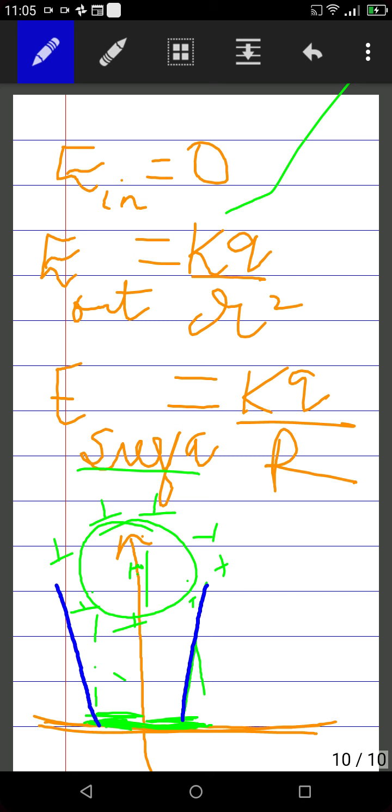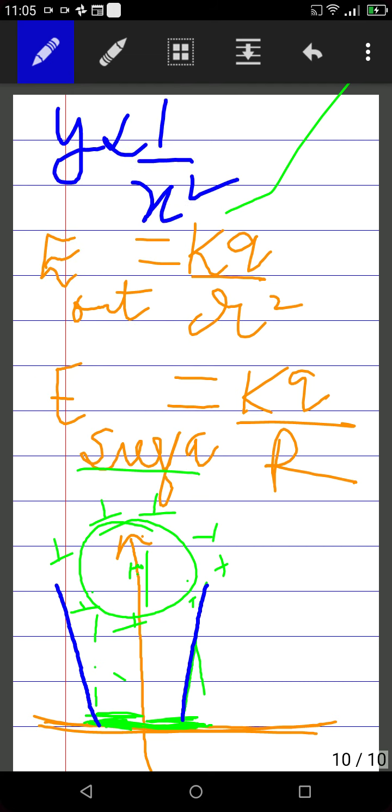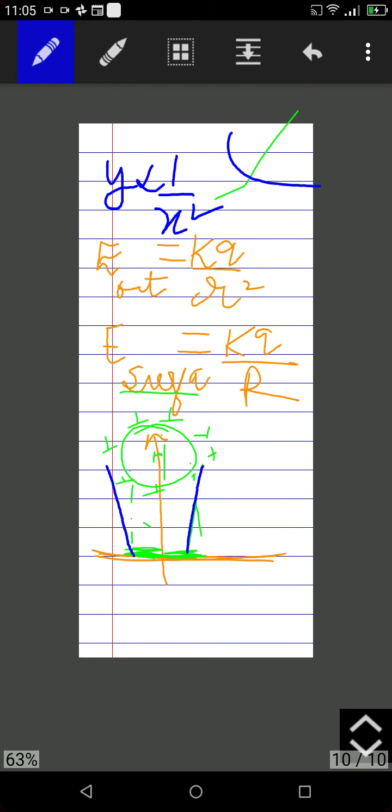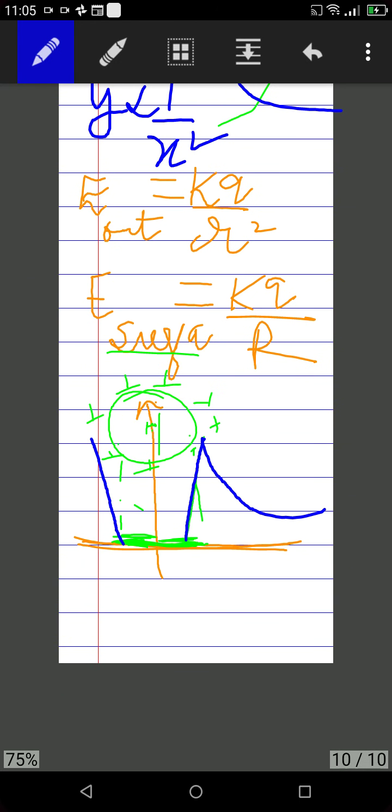Here you can see E is inversely proportional to r square, meaning Y is inversely proportional to X square. Here we will get a graph that is a hyperbola type. Here also draw it, even here also. By this graph, what are you understanding? Inside this sphere the electric field is 0 and on the surface the electric field is maximum, because when this distance r is very small, then the field will be very large.